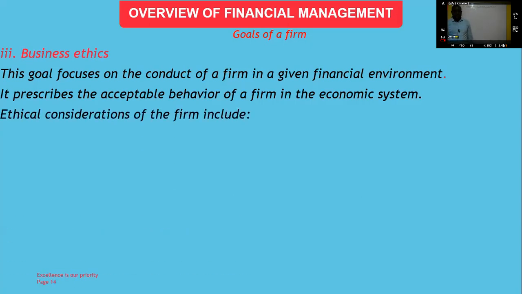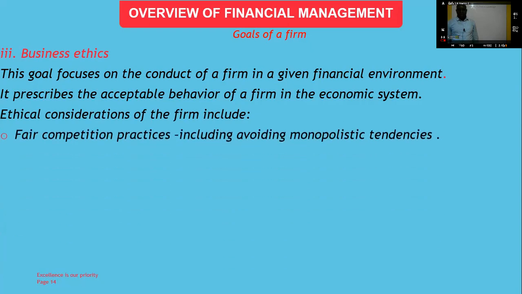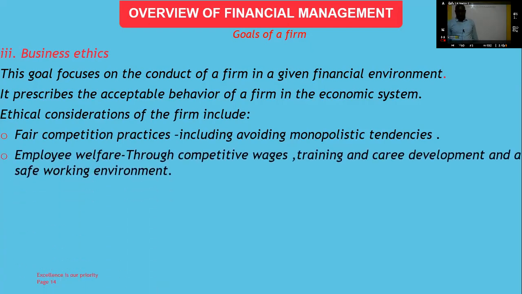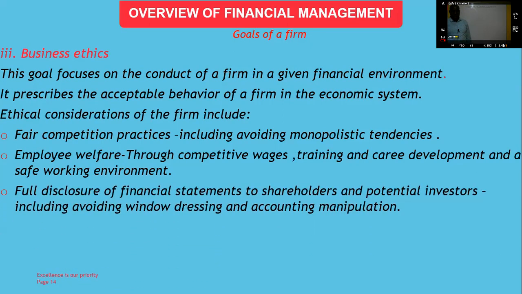Now, ethical considerations of the firm may include the following. Number one, fair competition practices, which include avoiding monopolistic tendencies. Number two, employee welfare, through competitive wages, competitive training, career development, and a safe working environment. It can also be done through full disclosure of financial statements to shareholders and potential investors, and this would include avoiding window dressing and accounting manipulation.